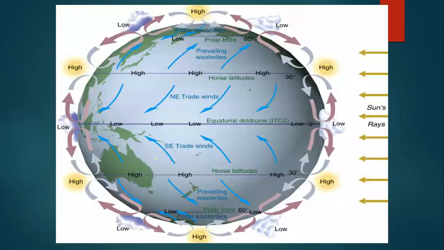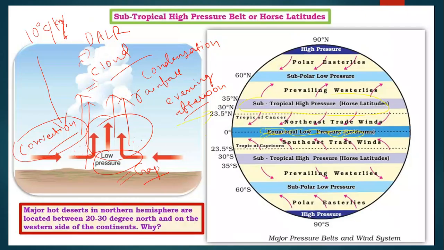Okay. Since this is the air system of the entire globe, now, if I go to the detailed discussion of the air system, just have a look at the pressure belt of the Earth. This is the equatorial low pressure belt, this is the subtropical high pressure belt, this is the subpolar low pressure belt, and this is the polar high pressure belt. This part is repeated in the southern hemisphere, so these are the repetitions.